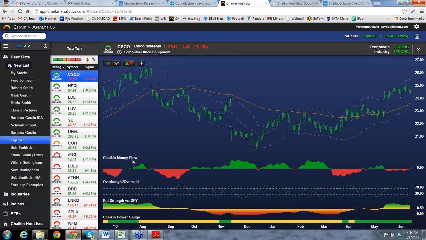Chaikin money flow, the technical factor he made his name on 30 years ago. Relative strength, and when we show relative strength on the stock page, it's always against the SPY, S&P 500.